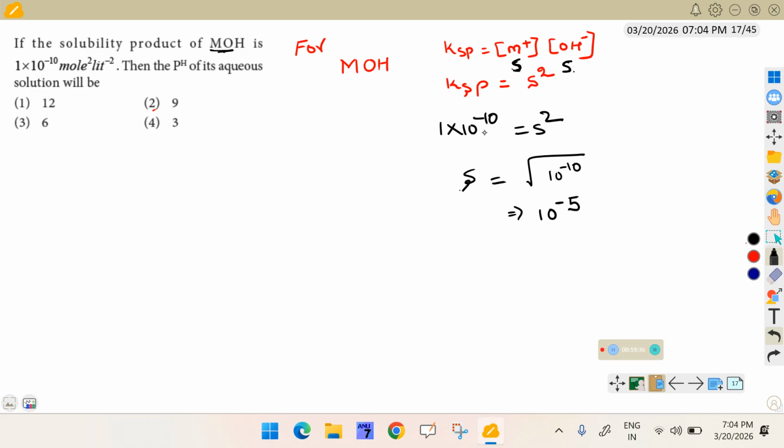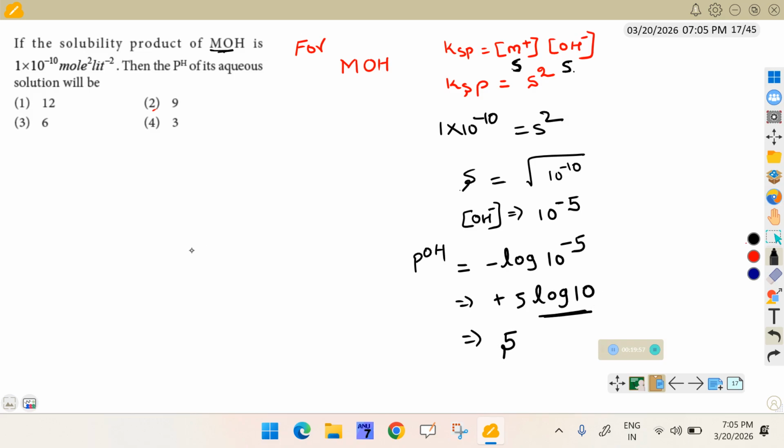Now S means OH minus ion concentration, which is 10 power minus 5. So pOH is equal to negative log of 10 power minus 5. Minus into minus is plus, 5 log 10. We know that log 10 value is equal to 1. So pOH value is 5. But the question is to calculate the pH. We know that pH plus pOH is equal to 14. So pH is equal to 14 minus 5. 14 minus 5 value is equal to 9.